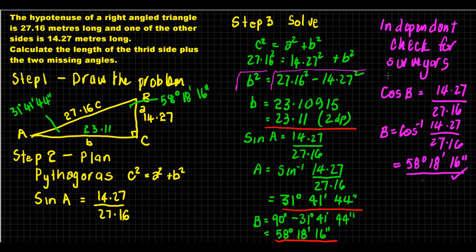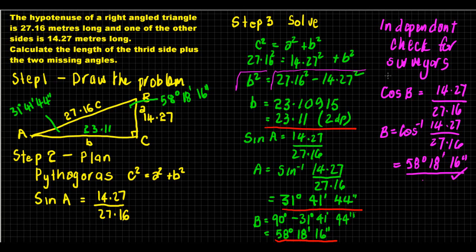So I wonder just how independent this check is, but nonetheless I've done it, and I've got B equals cos to the negative 1 of 14.27 over 27.16. Going to my calculator, I find, and I did this honestly, I didn't copy it from down the bottom there, 58 degrees 18 minutes and 16 seconds. So that's very good, it all checks out.